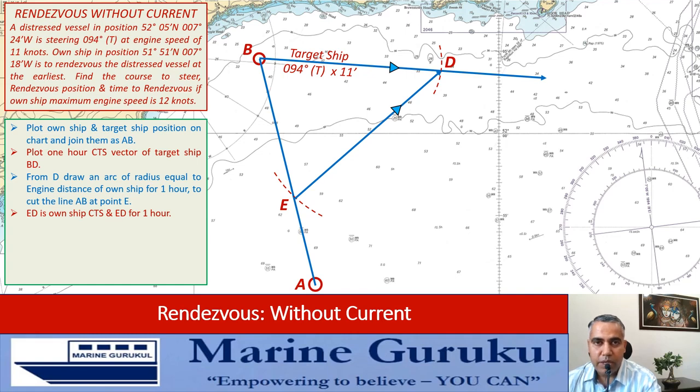We can now align our parallel ruler with echo delta line and transfer the CTS obtained to own ship position A. We have the own ship track now in our plot. Let's mark it off with a single arrow. CTS is represented by a single arrow in chart work.